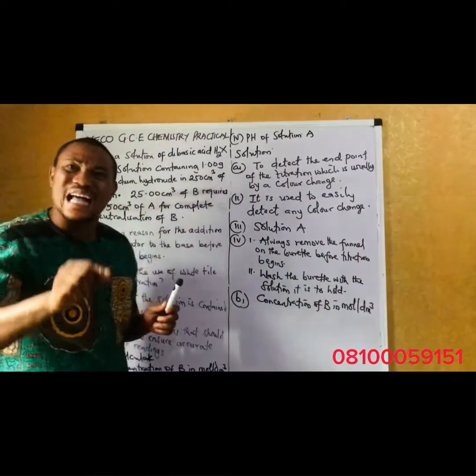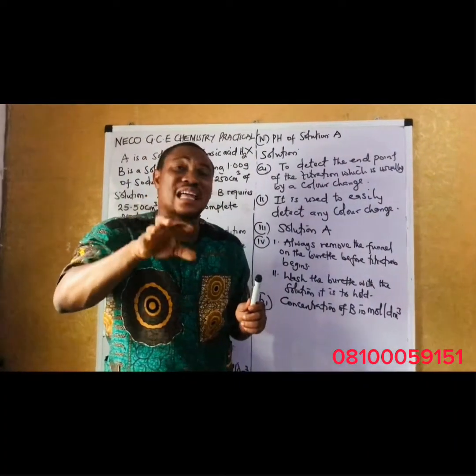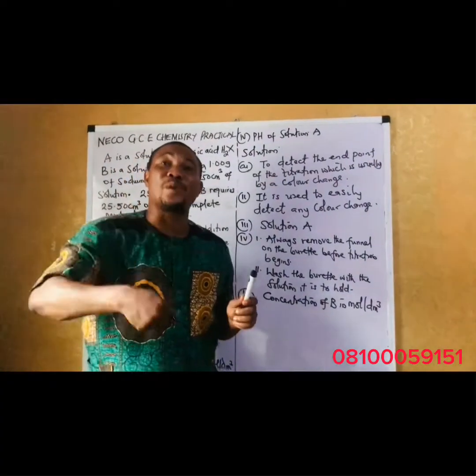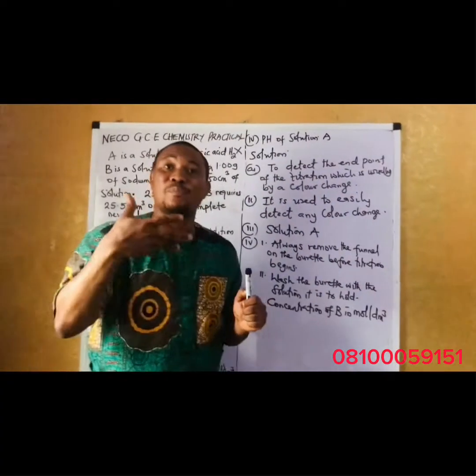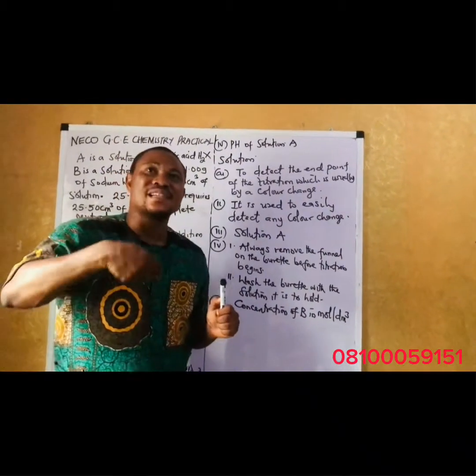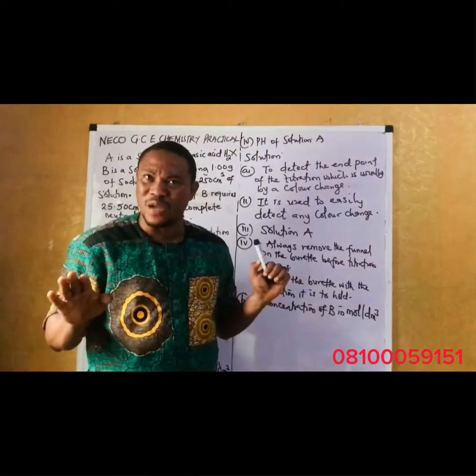And I've said that severally on this channel, that 250 centimeter cube is not the standard measurement in chemistry laboratories. If you want to prepare reagents, most times we prepare in 1 dm cube, which is 1000 centimeter cube, except they state otherwise. But the standard measurement is 1 dm cube. I want to believe that's clear.